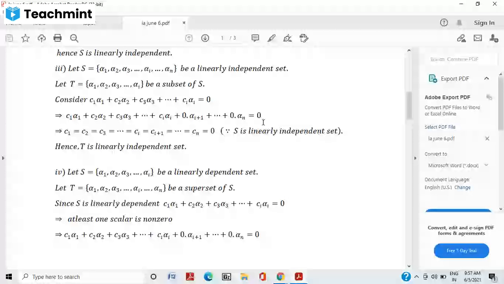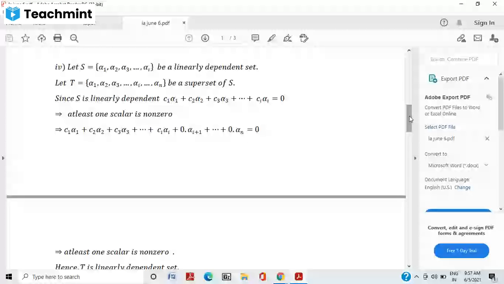Now the last condition. The last condition is: S is alpha 1, alpha 2, etc., alpha I, and it is linearly dependent. Then what should we show? We should show that a superset of a linearly dependent set is also linearly dependent. LD you can write for linearly dependent, and LI for linearly independent, but both concepts should be very clear. S is what we have taken: alpha 1 to alpha I. For T, we will take a superset of S. That means we can take alpha 1 to alpha n. It is a superset of S.